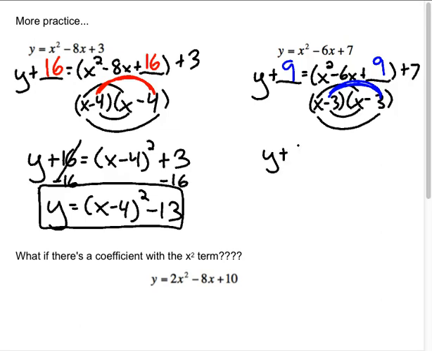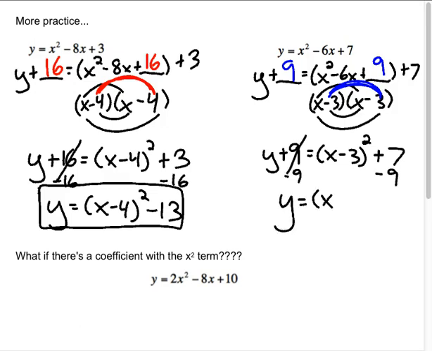So where am I at? Well, right now I have that x minus 3 squared because I had two of the same factor. And now finally, this is where that 7 is going to do something useful for us. We subtract 9 from both sides, and we get that.